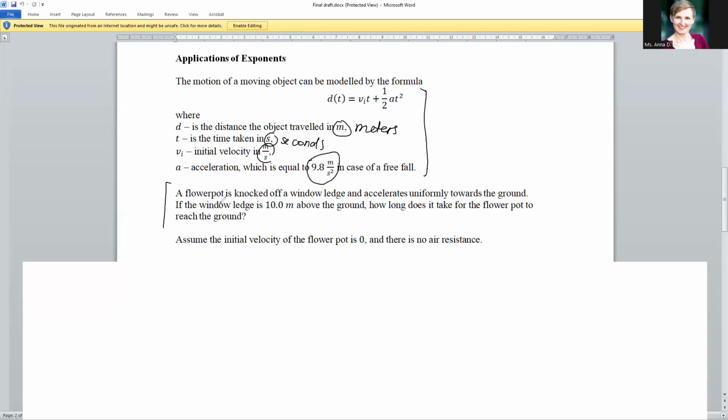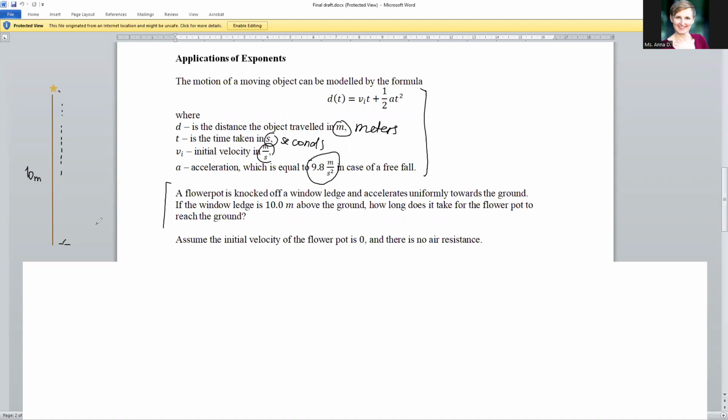The actual problem starts here. A flower pot is knocked off a window ledge and accelerates uniformly towards the ground. The window ledge is 10 meters above the ground. How long does it take for the flower pot to reach the ground? So a quick illustration. Let's say there's a flower pot somewhere here. Let's put a star here. That's the flower pot. And it's knocked off and it's going to fall down, and then it'll crack. Nothing left. Total height traveled, 10 meters.